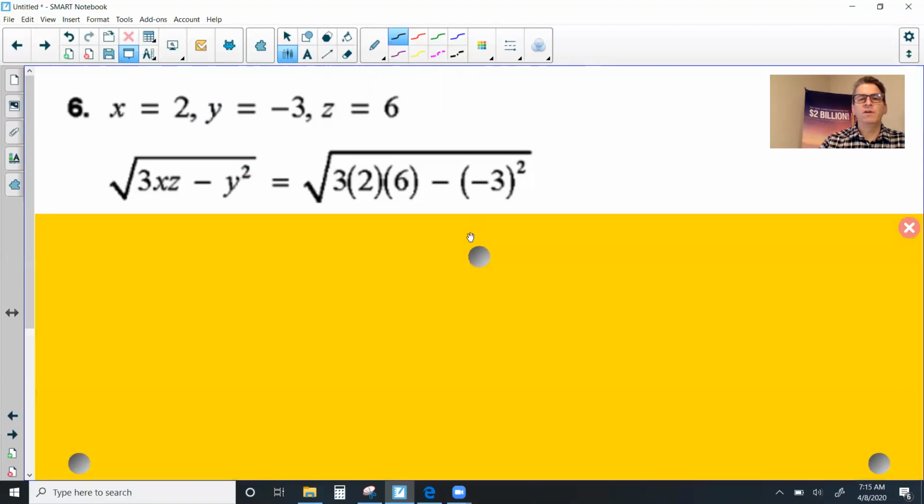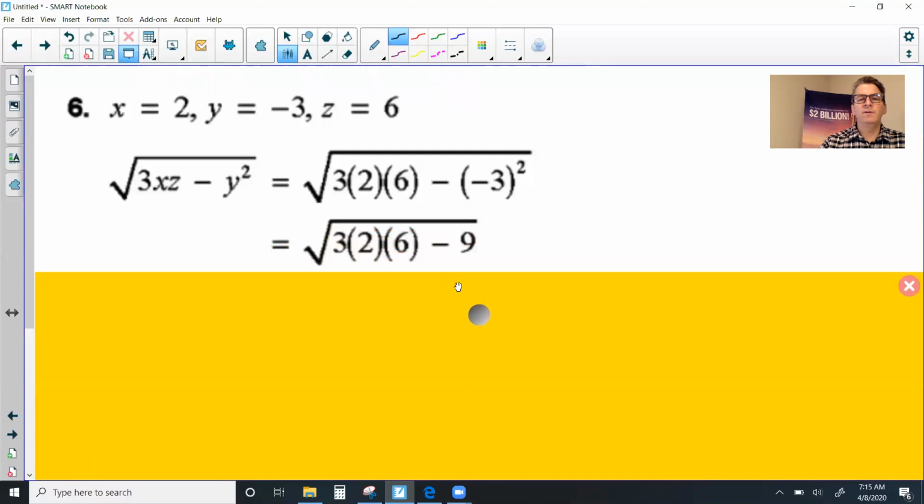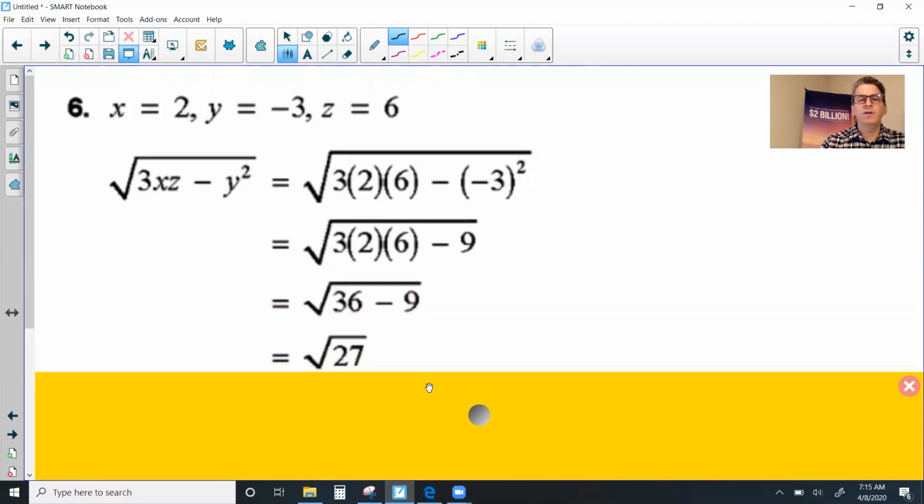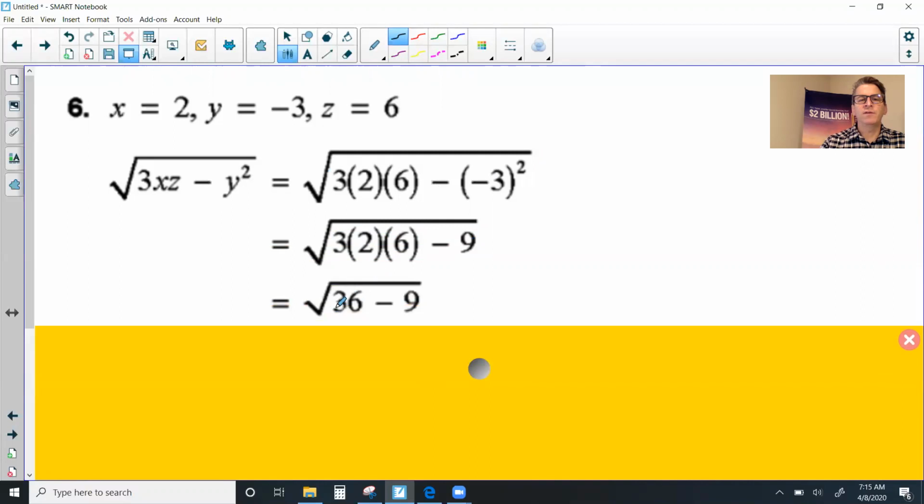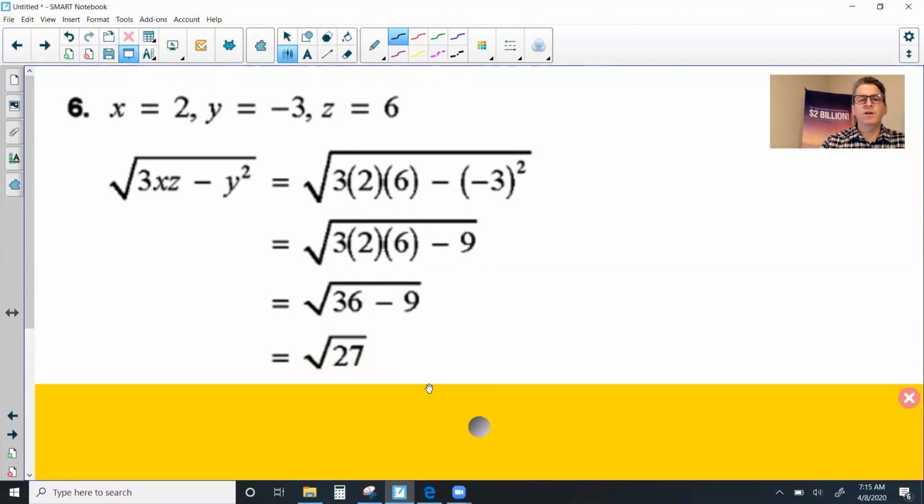So then whatever you can do to simplify into your radical, go ahead. -3 squared is 9, and 3 times 2 times 6 is 36. Now, if you subtract the 9, you end up with 27.